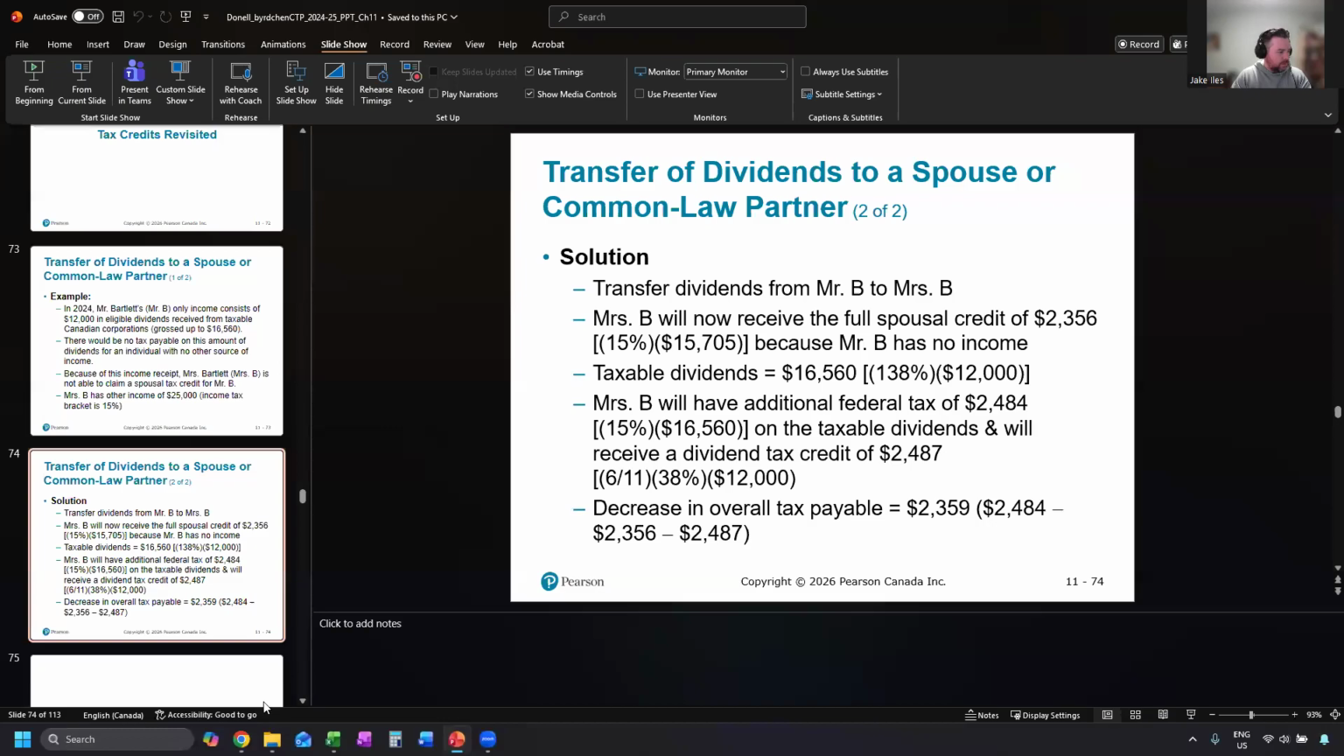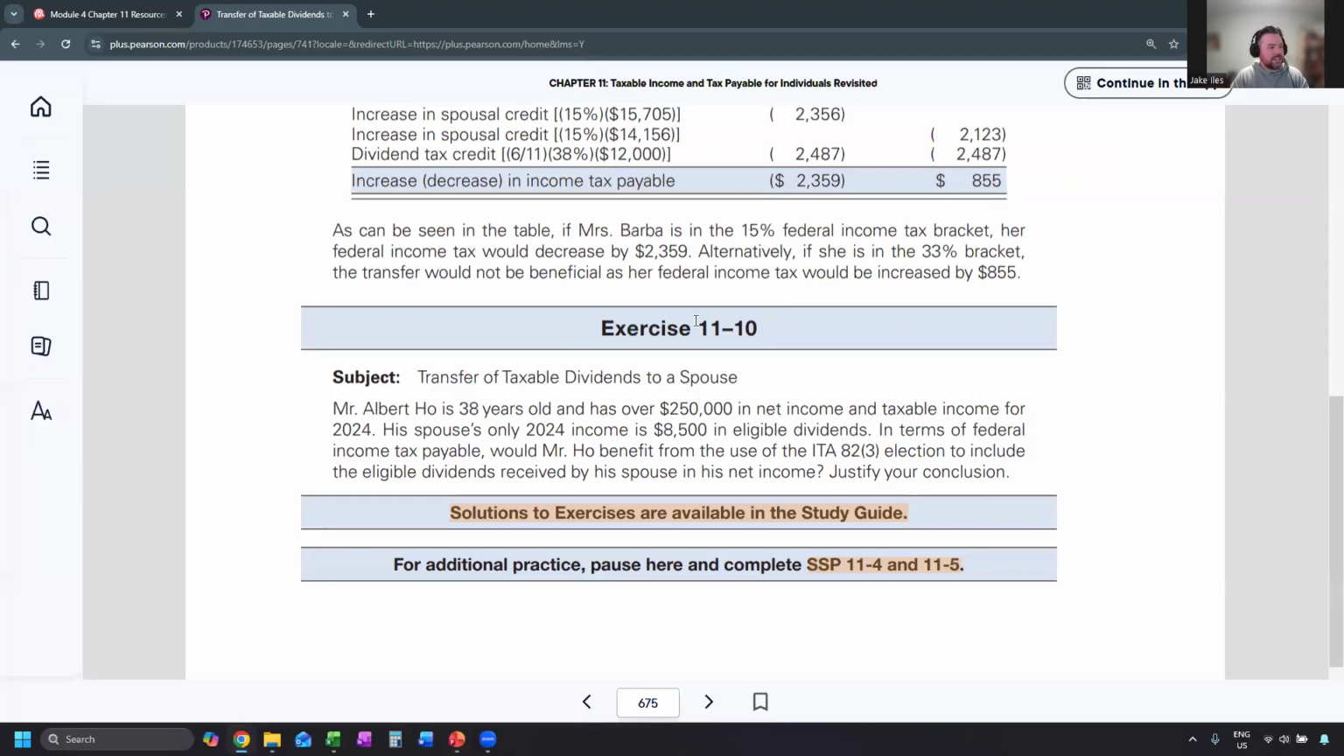So to help demonstrate that, exercise 1110, transfer of taxable dividends to a spouse. Mr. Albert Ho is 38 years old and has over $250,000 in net income and taxable income. So there's no deductions. The 250,000 counts for both for 2024. His spouse's only 2024 income is $8,500 in eligible dividends. In terms of federal income tax payable, would Mr. Ho benefit to use the election to include the eligible dividends received by the spouse in his net income?